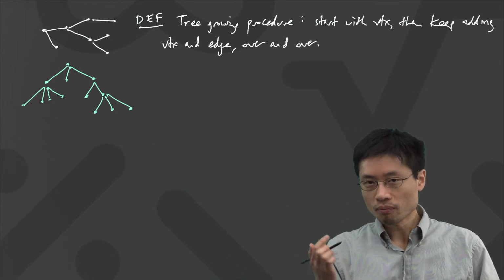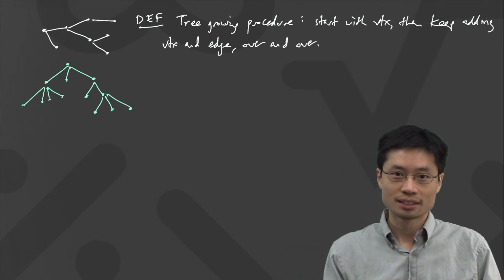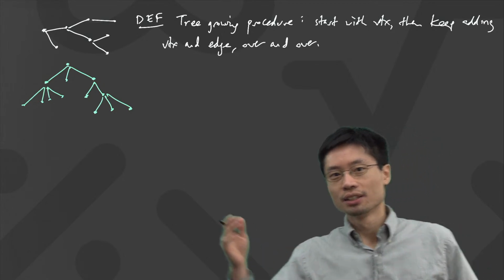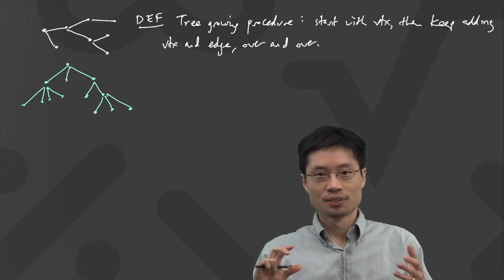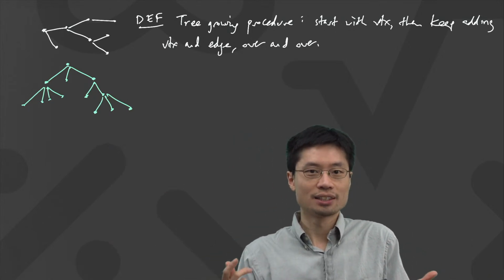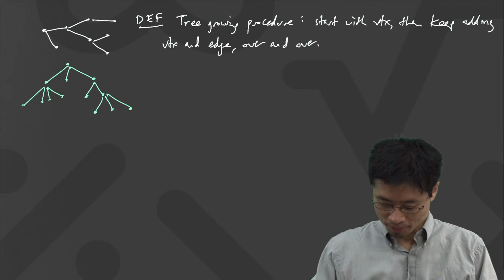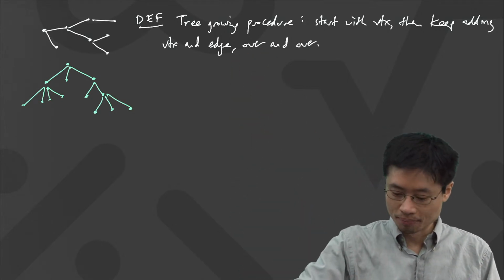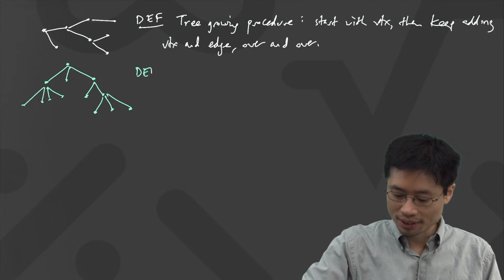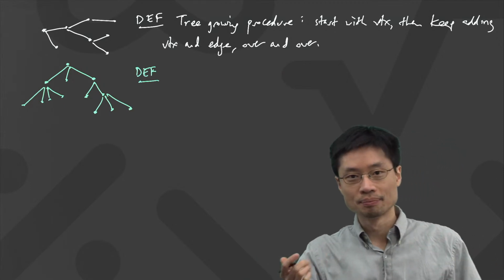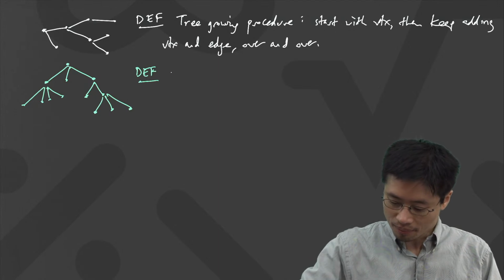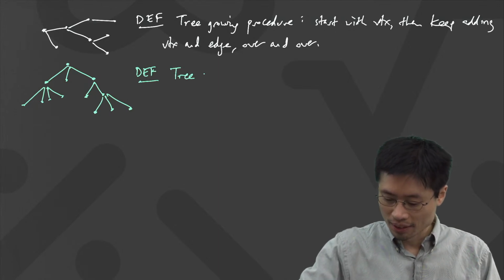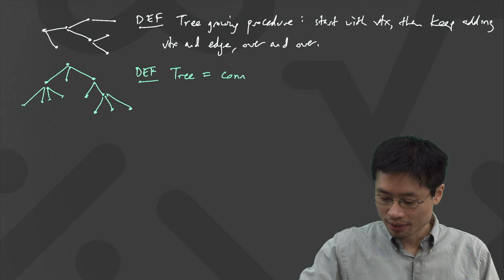But we also saw, I think in the last class, that some people made the observation that in these trees there are no cycles. And they're also connected in some sense. So there's another definition. In fact, this thing was the tree growing procedure. But what you'll often see in any graph theory textbook is that a tree is equal to a connected acyclic graph.